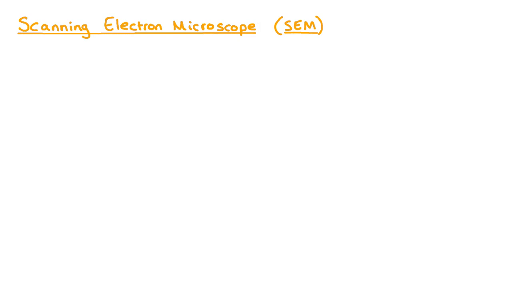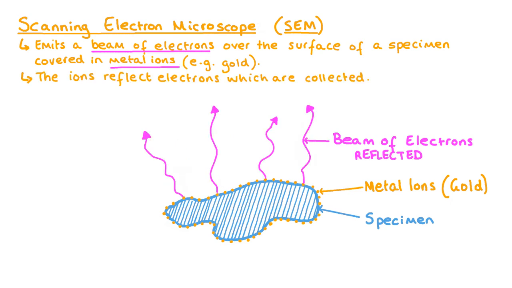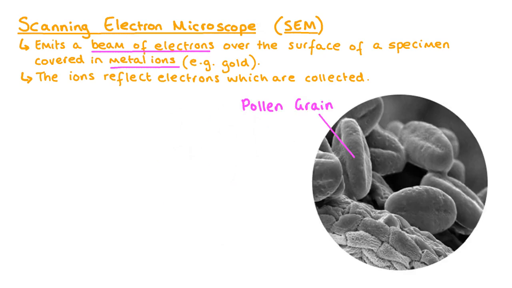Let's look at scanning electron microscopes, or SEMs, next. SEMs also produce highly magnified and resolved images, but they work instead by passing a beam of electrons over the surface of a specimen, which has been covered in metal ions, such as gold. The metal ions reflect the electron beams, the signals from which are collected by specific detectors that produce an image of the surface of a specimen. Let's look at a micrograph image that has been produced by an SEM. This micrograph, produced by an SEM, shows a highly detailed surface of some pollen grains.